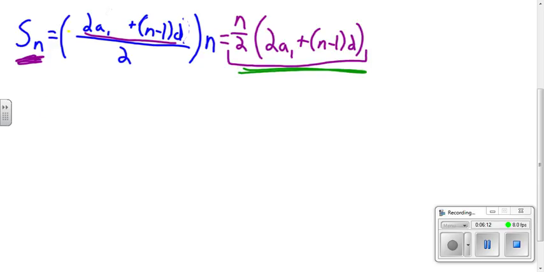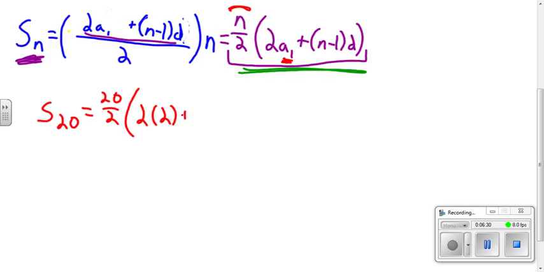So we would say that s sub 20, because we want the first 20 of them, equals n over 2, so 20 over 2 times 2a sub 1, well our first term was 2, plus 20 numbers minus 1, and our difference is 2. Okay, so everything's plugged in. Now we just need to start simplifying things.